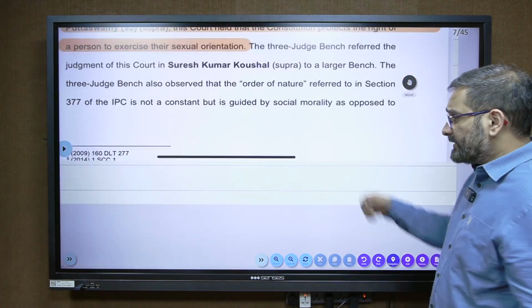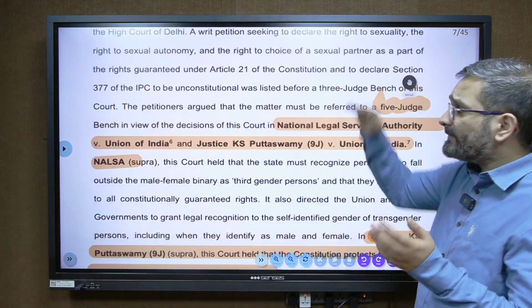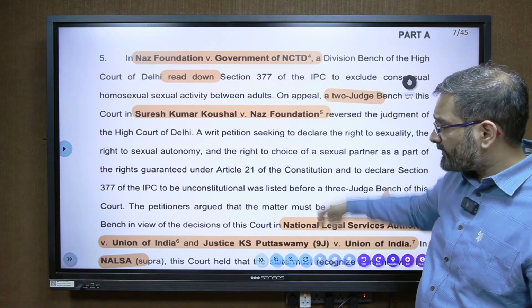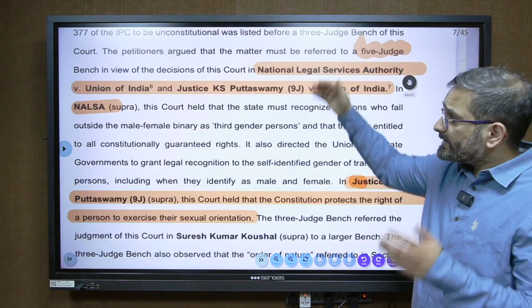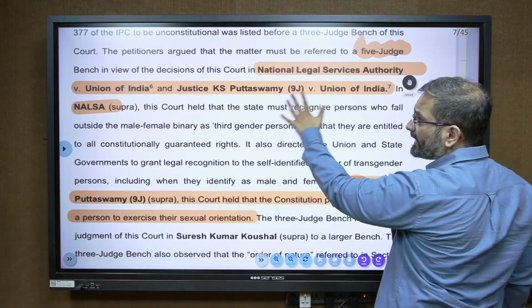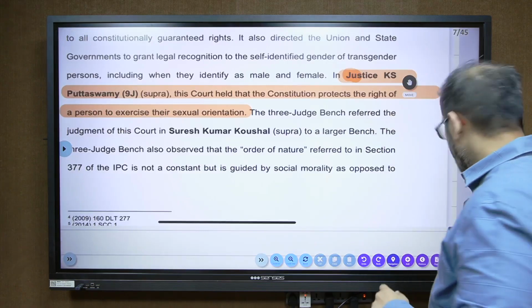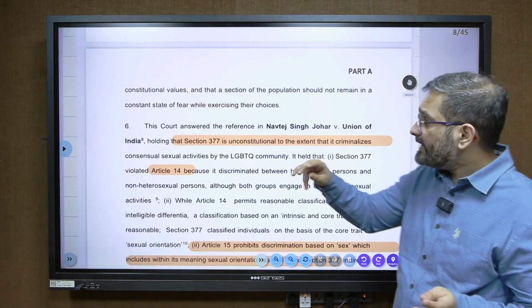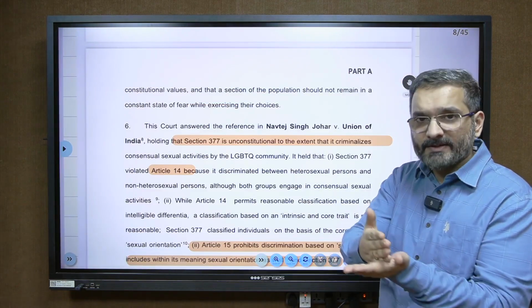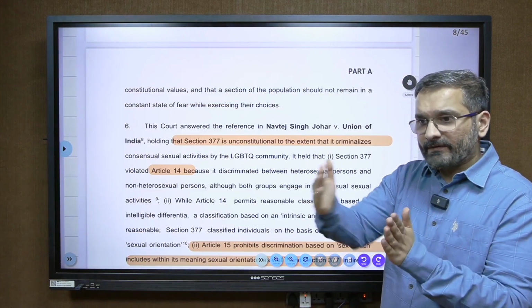Alright. So just as a summary, hierarchy में notes बना लीजिए. We went from NAS Foundation to Suresh Kumar Kaushal. Suresh Kumar Kaushal से Navteej Singh Johar पहुँचते पहुँचते बीच में दो केस हो गए. That is Nalsa वाला case and Justice K.S. Puttaswamy.